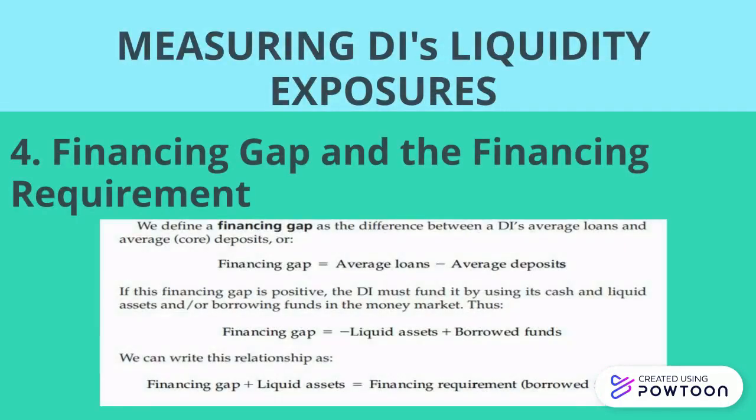portfolio of assets. A fourth way to measure liquidity risk exposure is to determine the DI's financing gap. The larger a DI's financing gap and liquid asset holdings, the larger the amount of funds it needs to borrow in the money markets, and the greater is its exposure to liquidity problems from such a reliance.